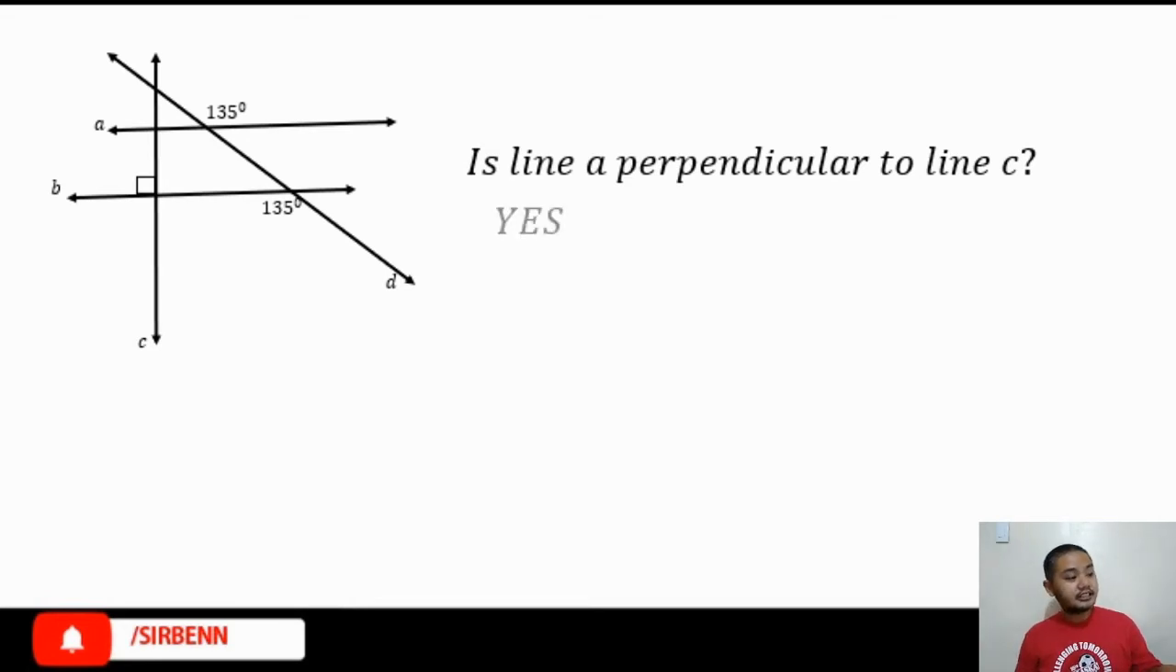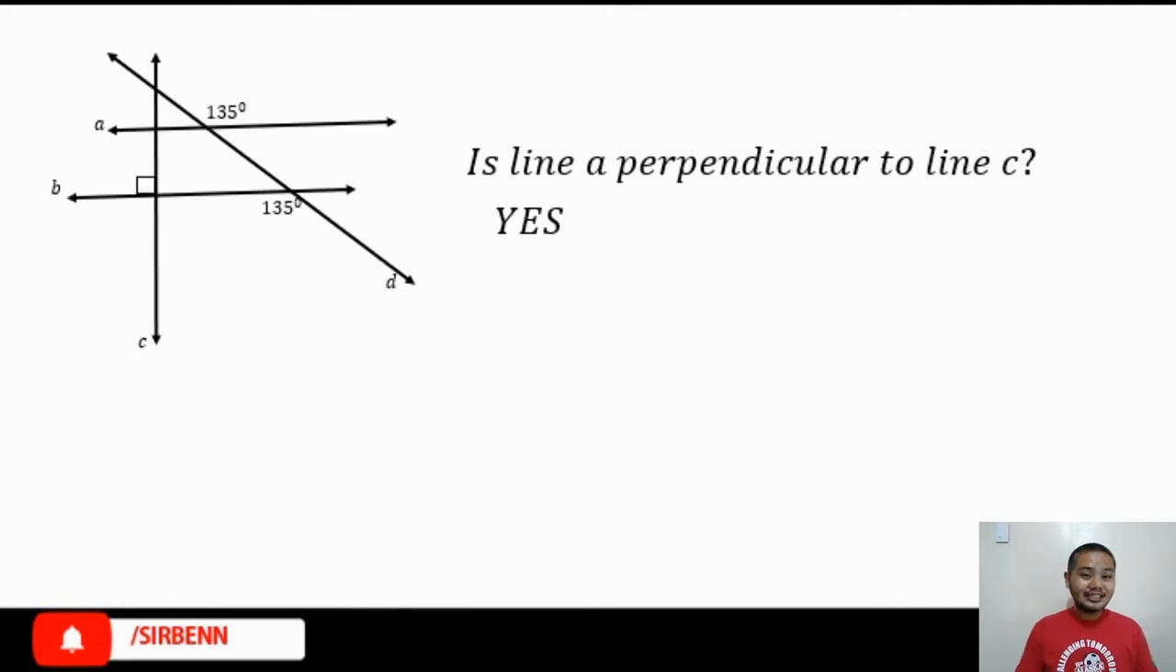My answer is yes. Bakit? Tignan nyo, si line A at saka si line B, parallel sila. Bakit? Alternate exterior angles. Yung alternate exterior angles sila, they have the same measurement. Ibig sabihin nun, congruent yung exterior angles nila. Both of them have the same measure, 135 degrees. Tapos, si line C, perpendicular kay line B.